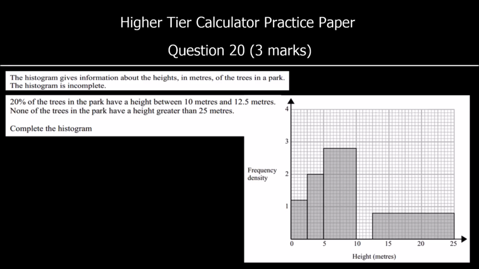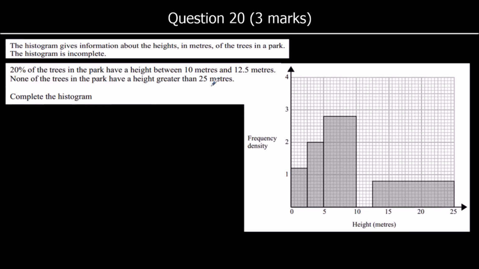Question 20. The histogram gives information about the heights in meters of the trees in a park. The histogram is incomplete, and it says 20% of the trees have a height between 10 and 12.5. So that's missing. And we need to complete the histogram. So what we can do is work out the area of each of the bars. In a histogram, the area gives us the frequency.